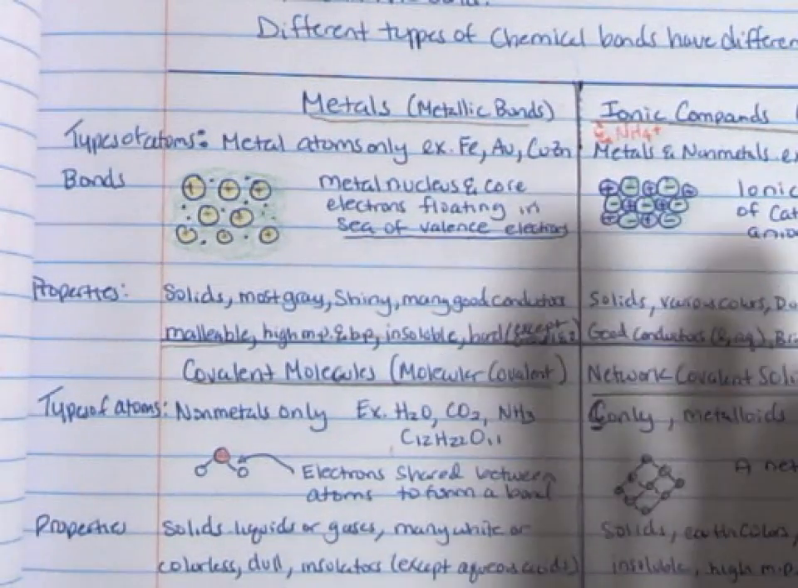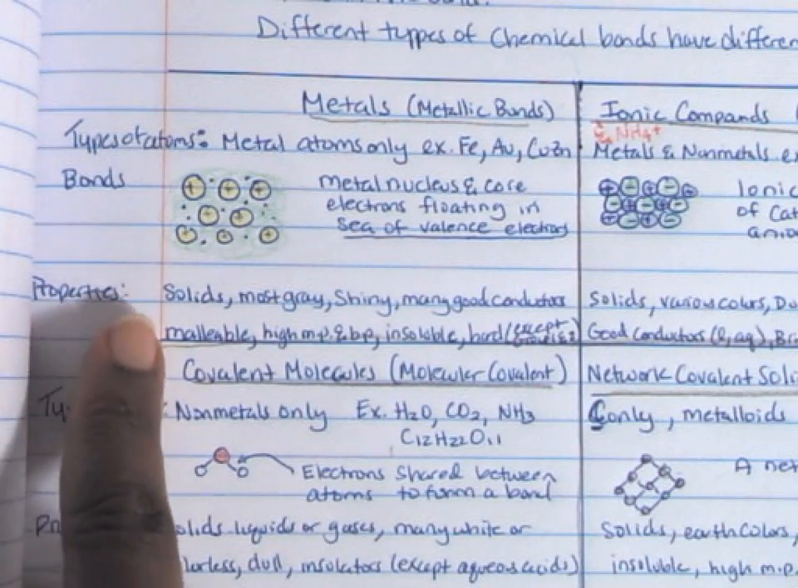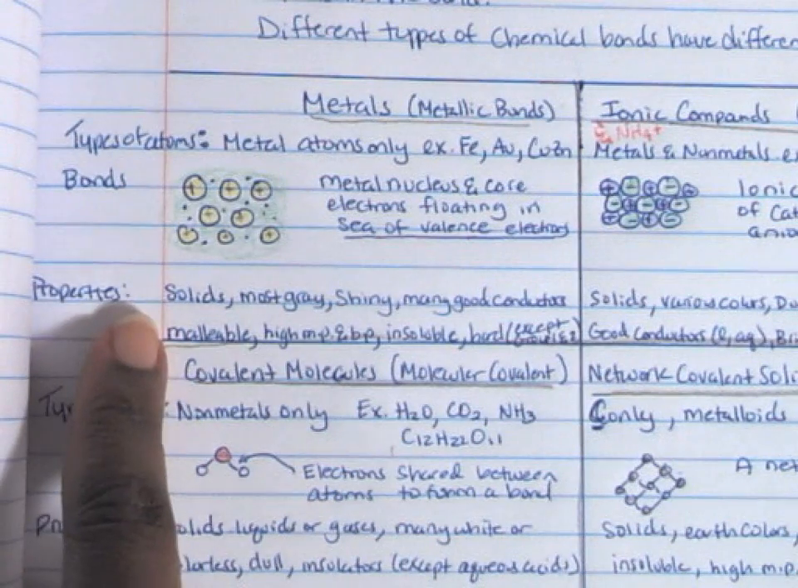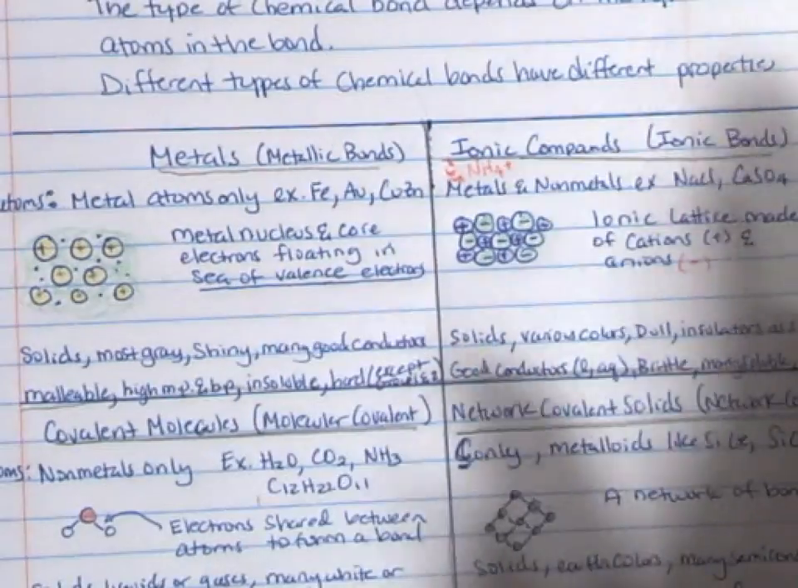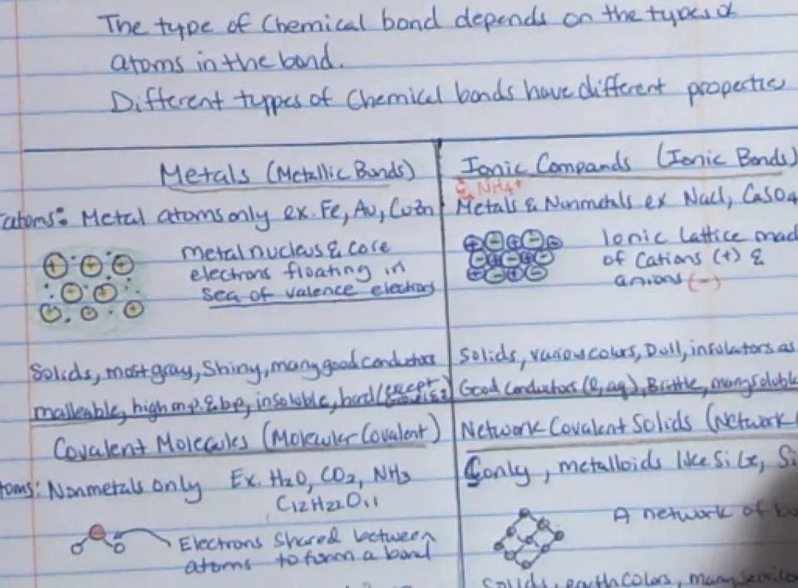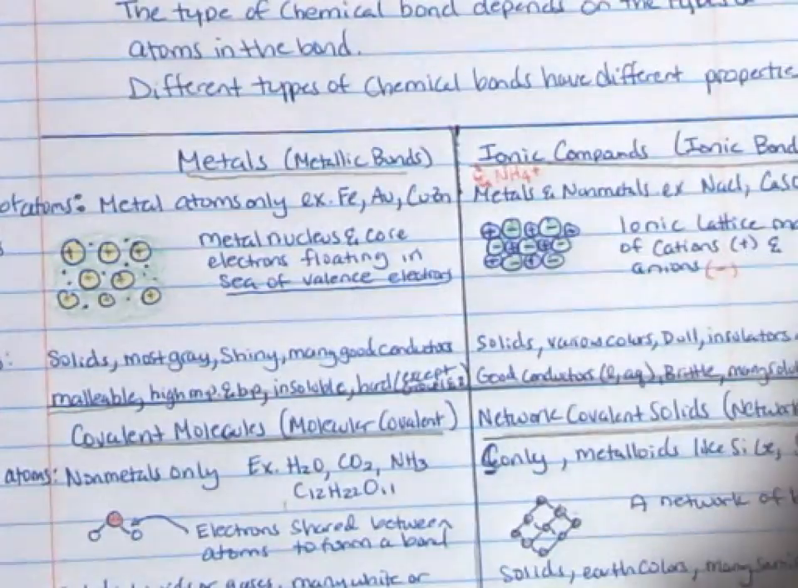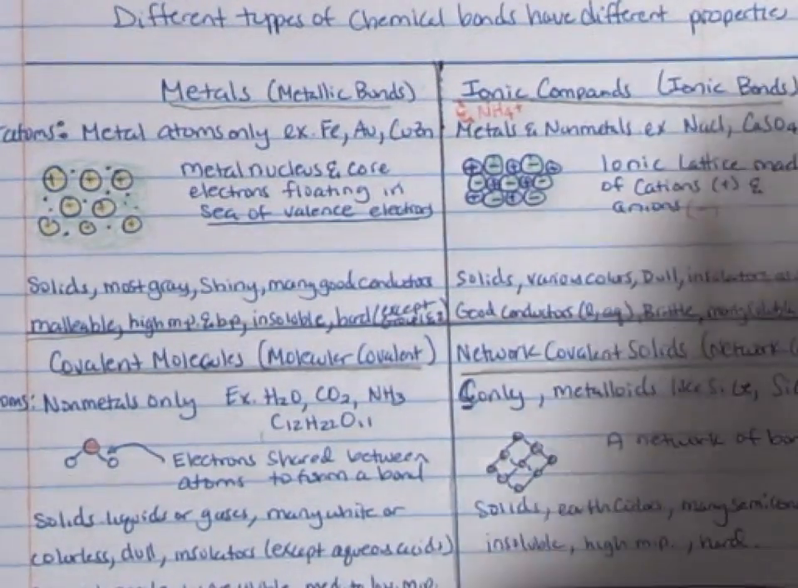Now, the types of bonds determine the types of properties that each of these substances have. So metals have certain properties, covalent molecules have certain properties, ionic compounds have certain properties, and network covalent solids have certain properties. So that's the main point of this video. Make sure you have these notes copied down. It summarizes everything you need to know for this section.